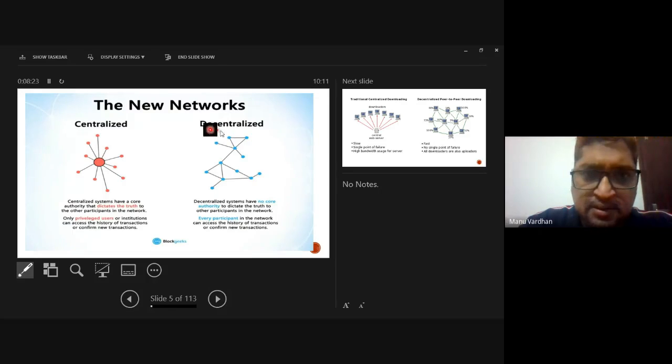So in case of a decentralized system, what we have done is delegated the powers, or delegated the resources, and there is no centralized authority. All users can render the services, and all users can access the services as required by them. So it is a decentralized system, and there is no core authority to dictate the truth to the other participants in the network. Every participant in the network can access the history of transactions and confirm new transactions. So there is no single point of failure. There is no centralized authority in a decentralized system. Every user can act as a service provider, and every user can act as a service requester.